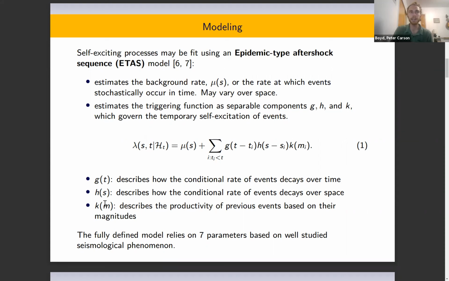And finally, k is a bit different in that it's actually a multiplicative factor. And so if this event was a really large magnitude event, it's more likely to trigger a higher number of aftershocks. So these ETAS models were based on very well-studied seismological phenomenon in which they were able to define 7 parameters that sort of capture that triggering ability.